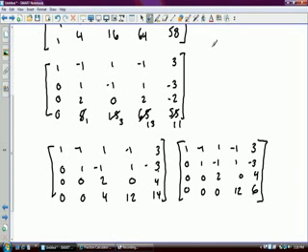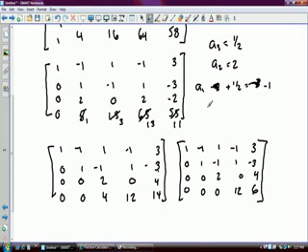It looks to me like A3 is going to be a half. A2 is going to be 2. And then I got A1 minus 2 plus a half equals negative 3. So, let's see, add the 2. So I get negative 1. So A1 is negative 3 halves.